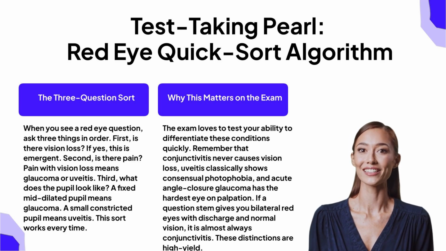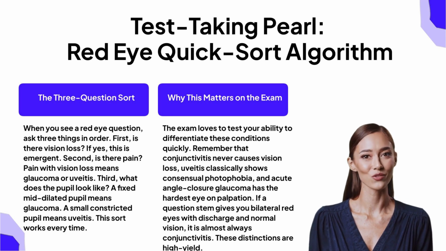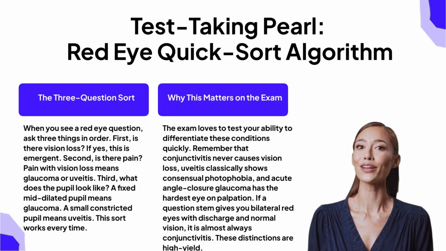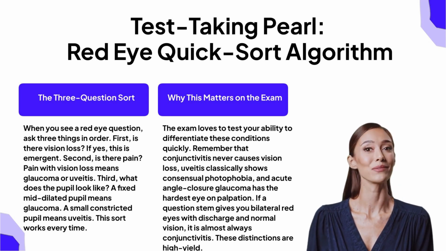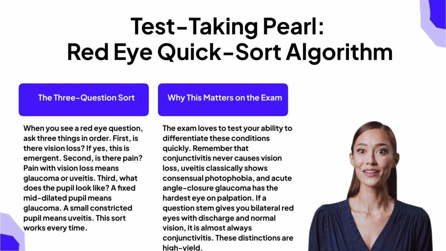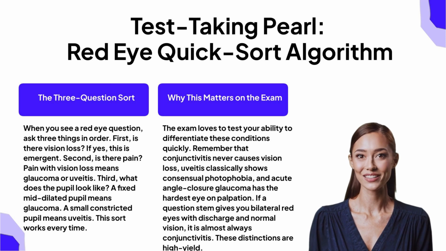Here is a critical test-taking pearl. The red-eye quicksort algorithm. When you encounter a red-eye question on the exam, ask 3 questions in order. First, is there vision loss? If yes, this is an emergent condition. Second, is there pain? Pain with vision loss points you toward acute angle closure glaucoma or anterior uveitis.